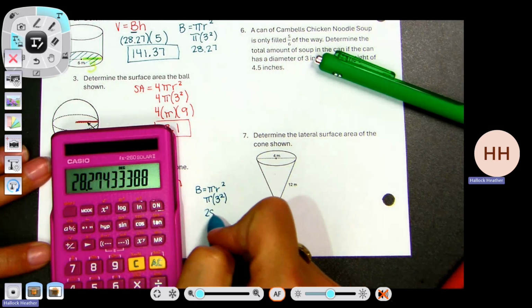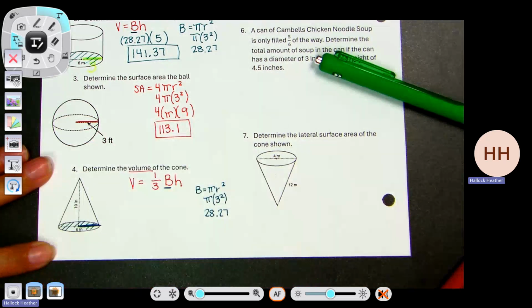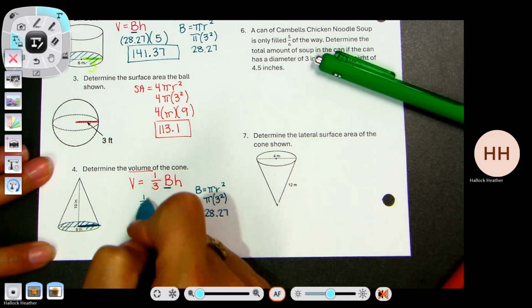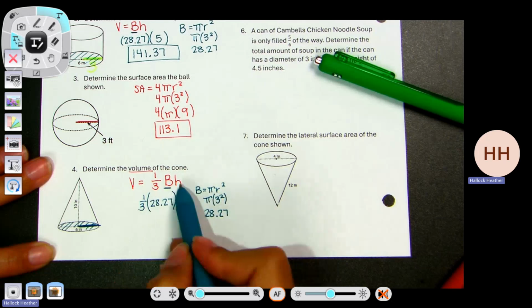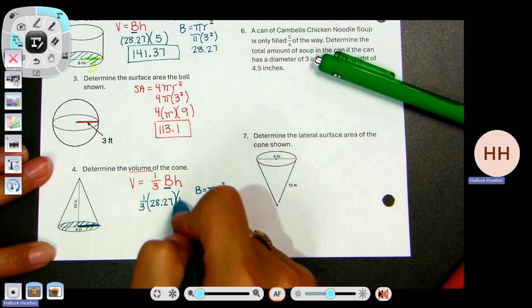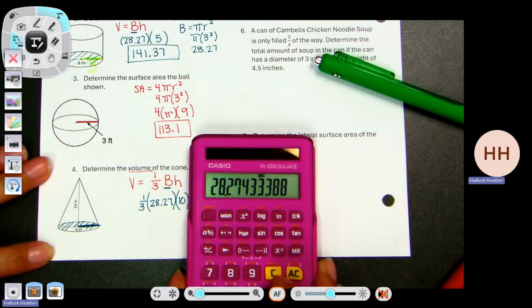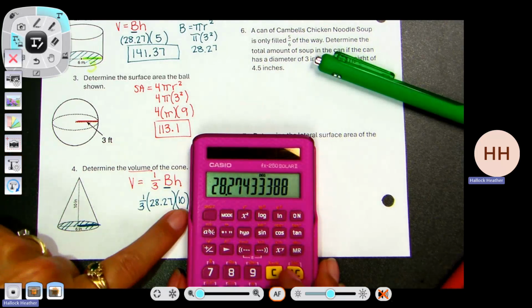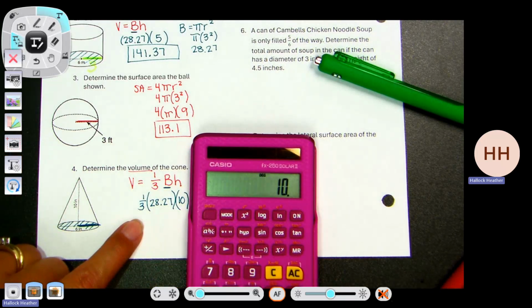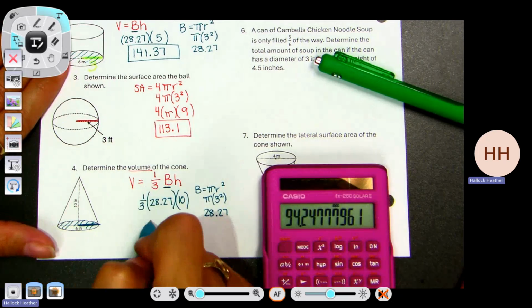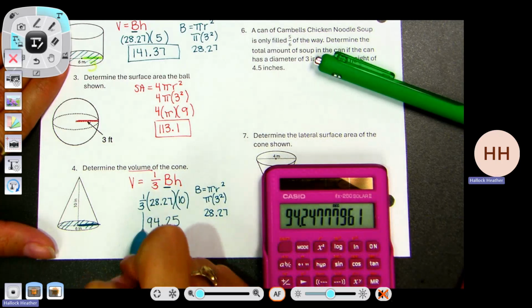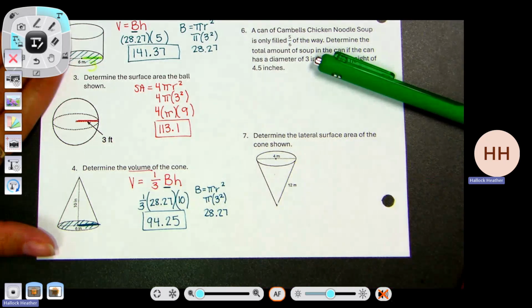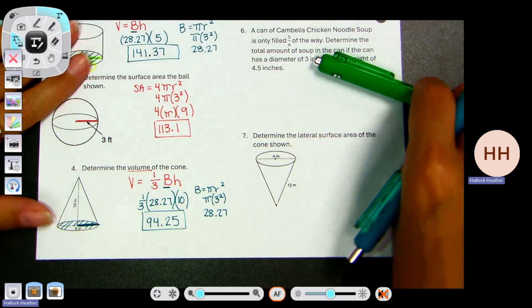which is 28.27-ish. So I have 1/3 in the front. I have 28.27. My height, regular height, not slant height, is 10. And because I have this whole thing in the calculator, I'm just going to multiply by 10, multiply by 1/3. Doesn't matter the order in which you multiply them because either way they're multiplying all together. So you should get around 94.25. If you round to the nearest tenth, it's just 94.2. If I put 94.25, it's okay. That's not a big deal.